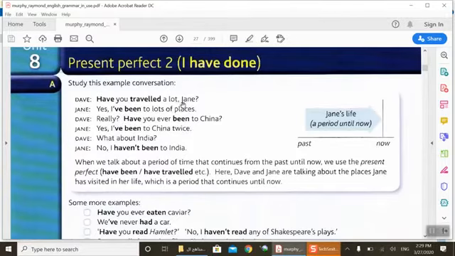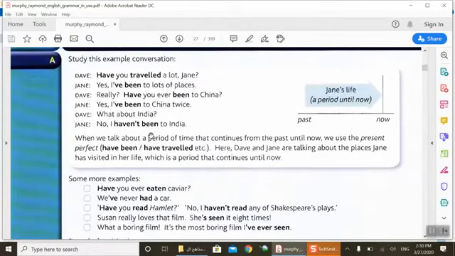Here we have this conversation between Dave and Jane. Have you traveled a lot, Jane? Yes, I've been to lots of places. We said that I've been to. What does it mean? What does it mean when you say I have been to lots of places? Good. It means visited. Really? Have you ever been to China? Have you visited China? Yes, I have been to China twice. Yes, I have visited China twice. What about India? No, I haven't been to India.